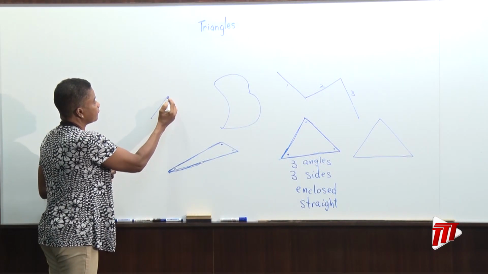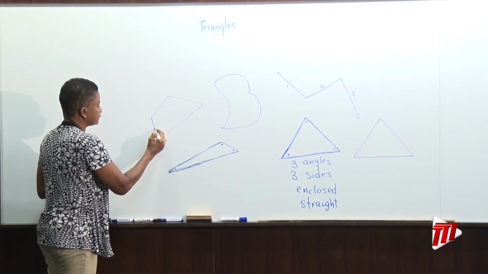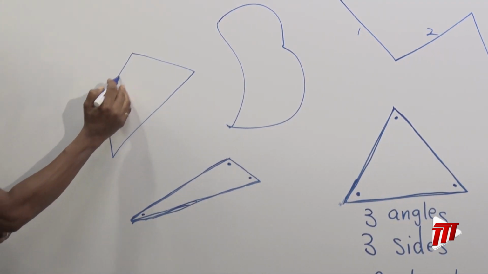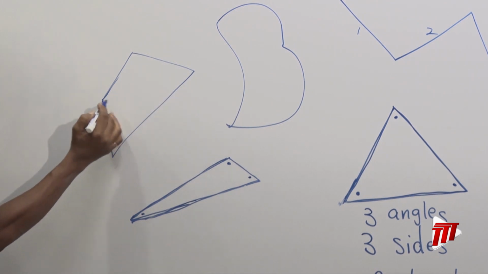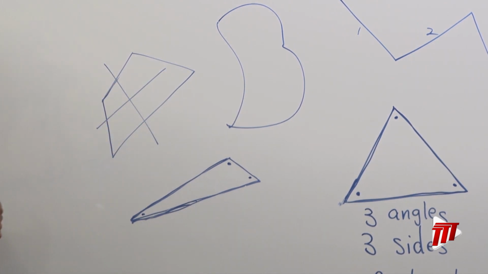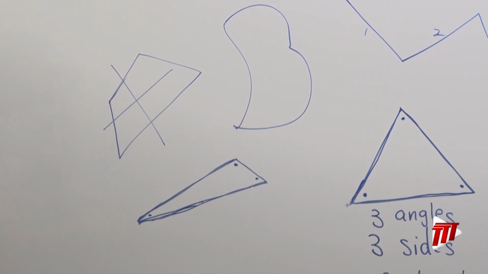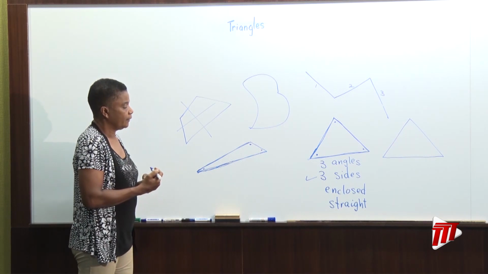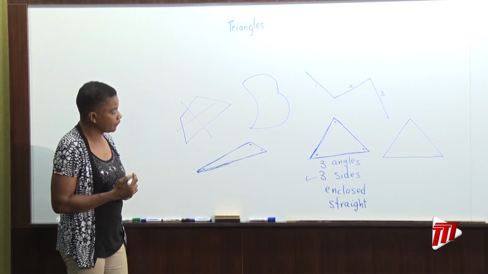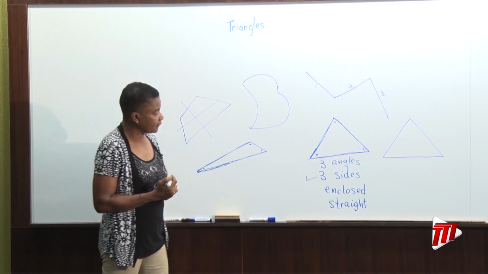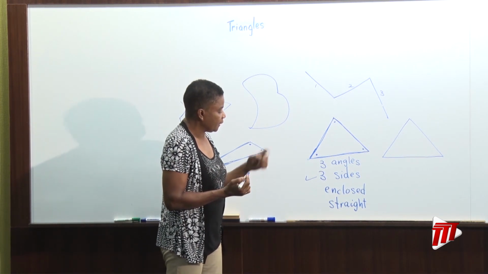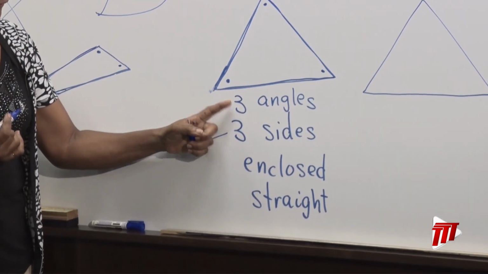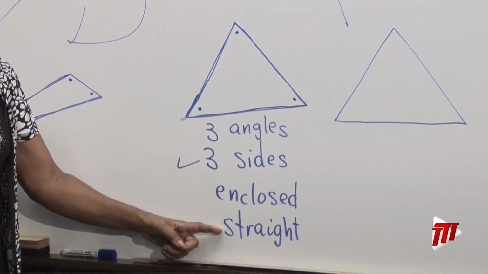What about this? Are there three sides? Let's see. 1, 2, 3, 4. So we can say right away that this is not a triangle. It does not satisfy the criteria of three sides. So therefore, let's come up with our definition. A triangle is a plane shape. It's an enclosed shape with three sides, three angles, and the sides must be straight.